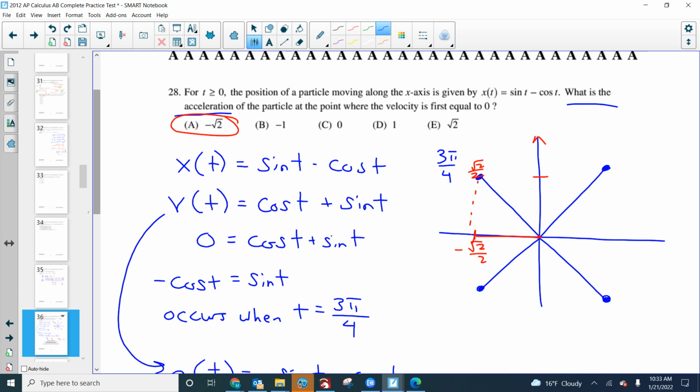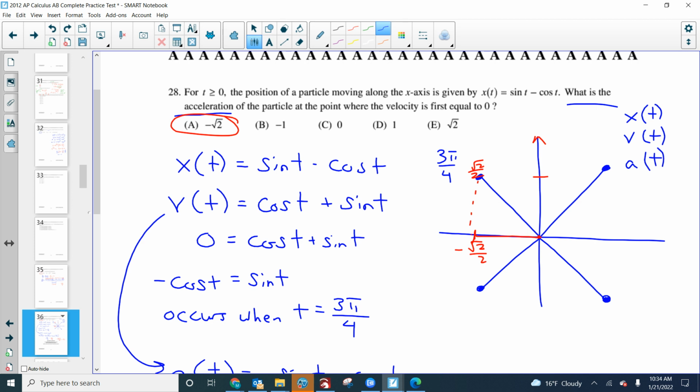All right. The position of a particle moving along the x-axis is given by this. So position. What is the acceleration? Okay, so you should be thinking x of t, v of t, a of t. We always go that direction. What is the acceleration of the particle at the point where the velocity is first equal to 0? Do you see the layers to the question? You're going to have to find an acceleration, but you're going to have to find the time when the velocity first equaled 0. Does that make any sense?